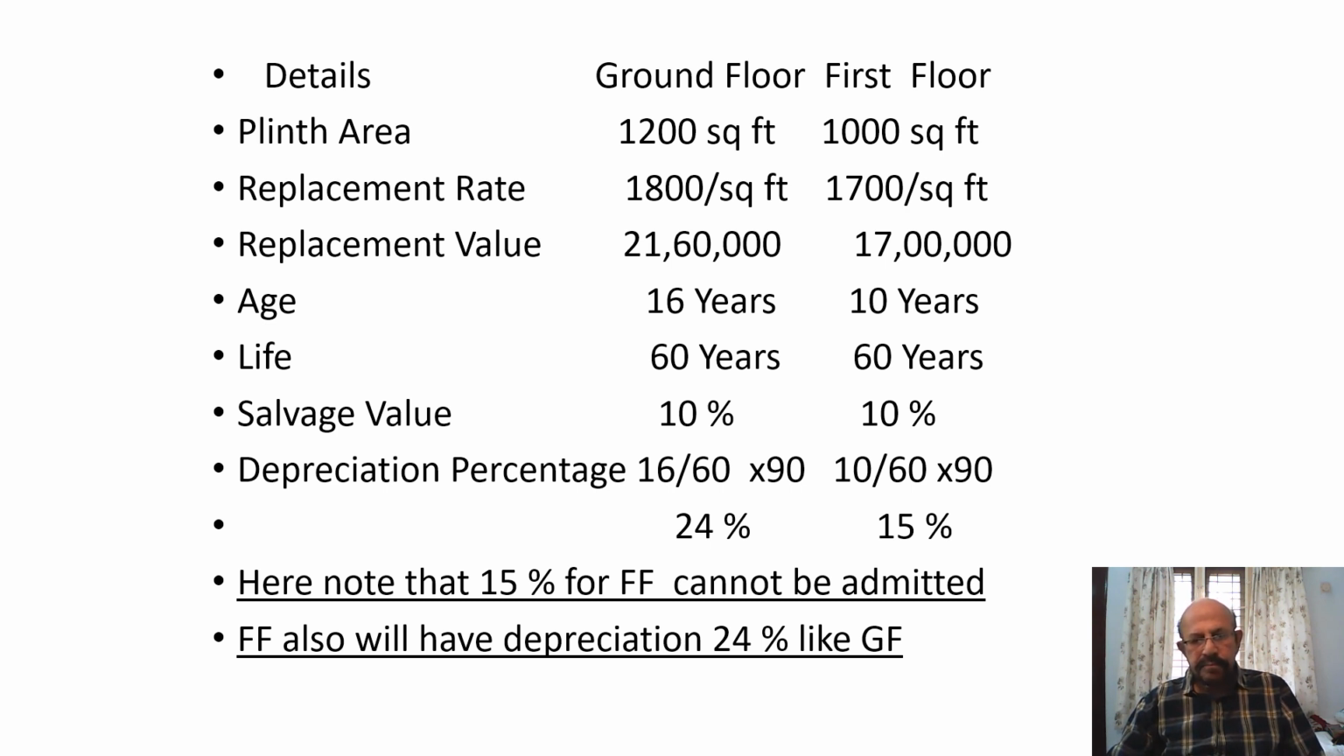Depreciation percentage, ground floor 16 by 60 into 90 is equal to 24%. And first floor, theoretically, 10 divided by 60 into 90 is equal to 15%. Here, note that 15% for first floor cannot be admitted. First floor also will have to be depreciated at 24% like ground floor.